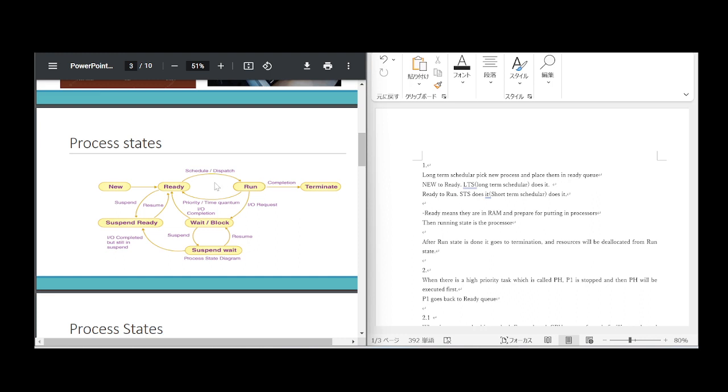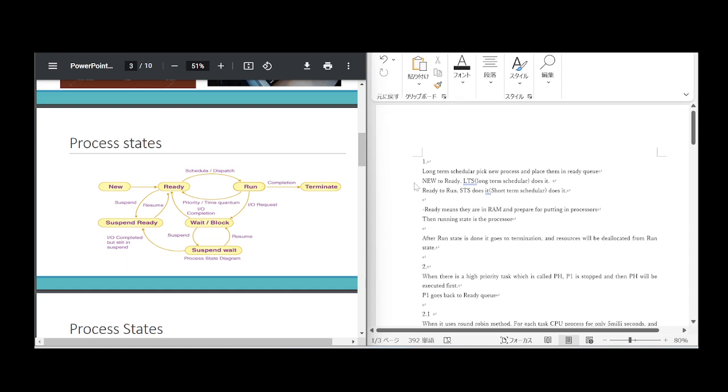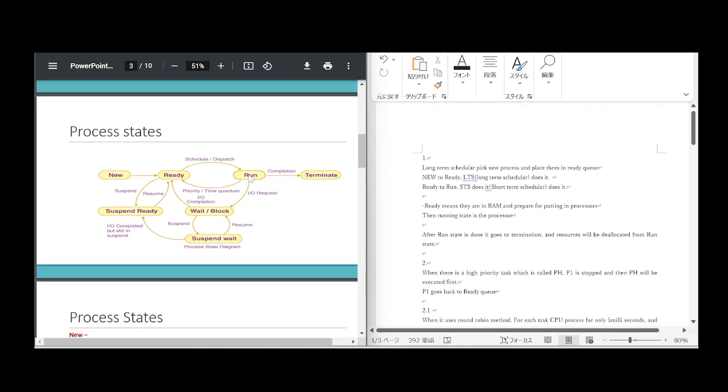So that's the usual basic process. After the run state is over, it goes to the terminate state, and that's the end. That was the first pattern of the process.